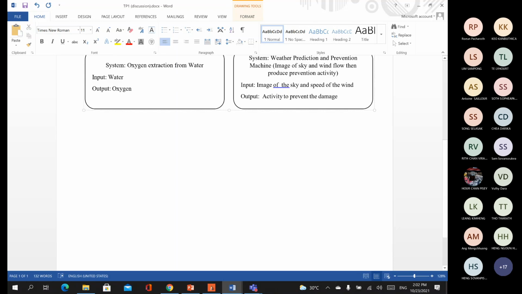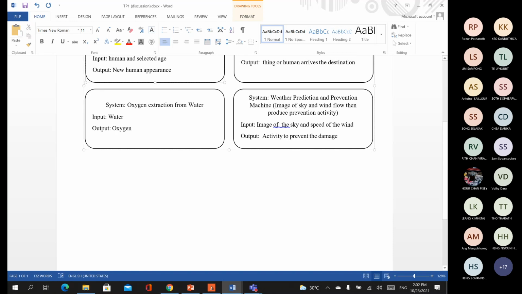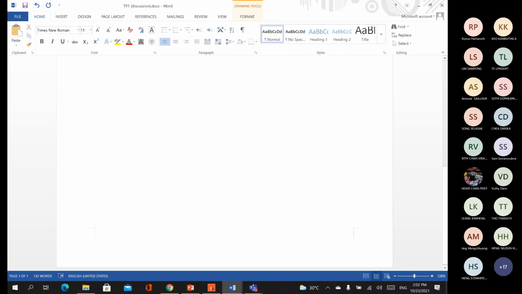For the first one, the weather prediction and prevention, this system is the real one. It's not a non-existent one, because in every country we have weather prediction broadcast systems that try to gather data to formulate the model. I will just give an example of the current status.